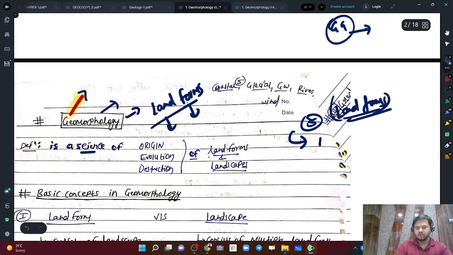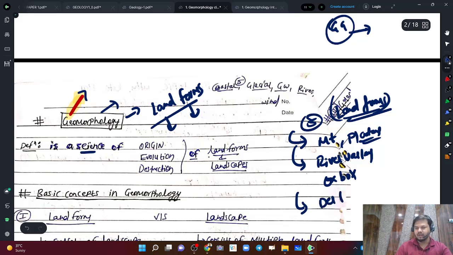Examples: mountains, yes, a mountain can be a landform. River valley, plateau, yes, a plateau can be a landform. Lake, yes, oxbow lake, you have read it in geography also. Moraine, right? There is moraine, a glacial landform. One very famous landform is the delta. Similarly, there are alluvial landforms, like the alluvial fan. So these are all riverine landforms.